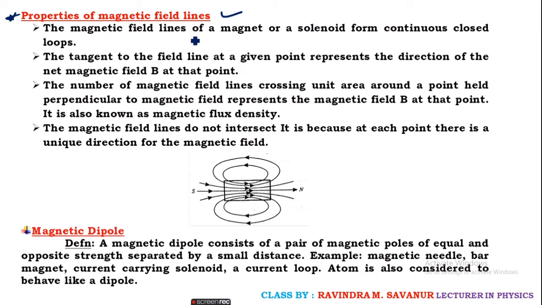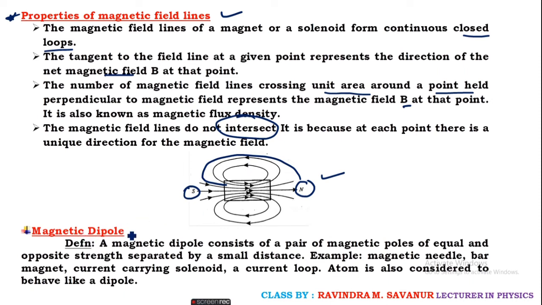As you know, magnetic field lines of a magnet or solenoid are continuous closed loops, and the tangent to the field line at a given point represents the magnetic field direction, and the number of magnetic field lines crossing unit area around that point, perpendicular to the magnetic field, represents B, and the magnetic field lines do not intersect each other. This is the typical diagram of magnetic field lines for a bar magnet, where lines originate at the north pole and terminate at the south pole.